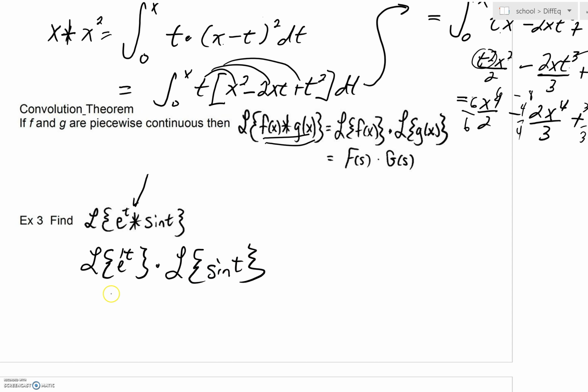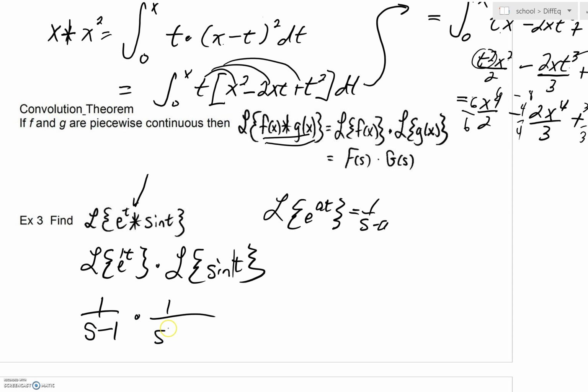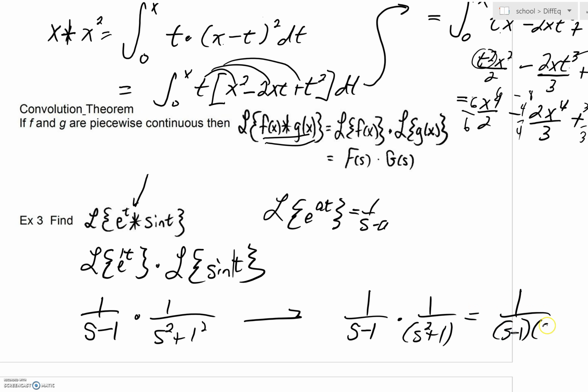And I hope you remember that the Laplace transform of e to the at, as we've been talking about, is 1 over s minus a. So this is going to be 1 over s minus 1. And here, with k equal to 1, we'd get 1 over s squared plus 1. So this is 1 over s minus 1 multiplied to 1 over s squared plus 1. Very likely you would see it all in one denominator. And that is page 1.